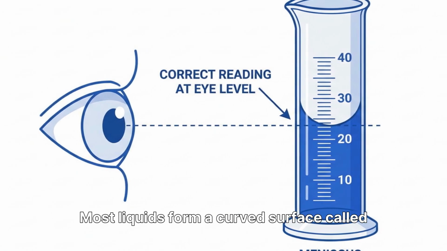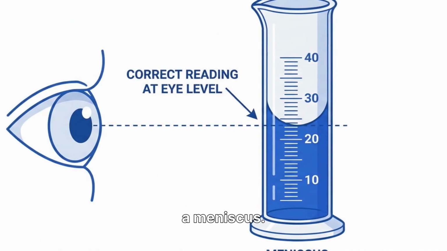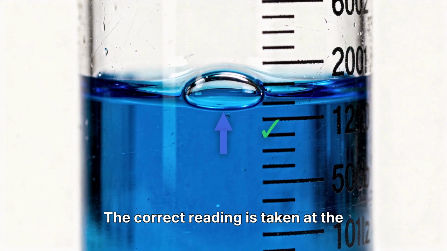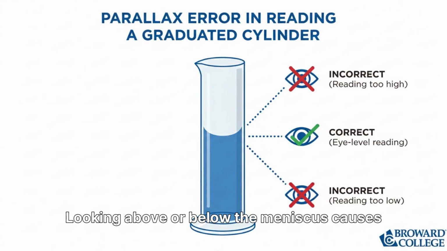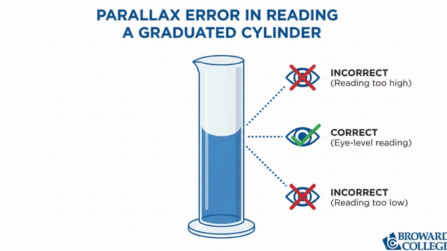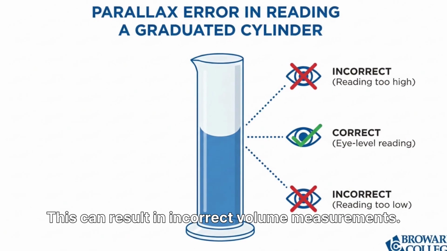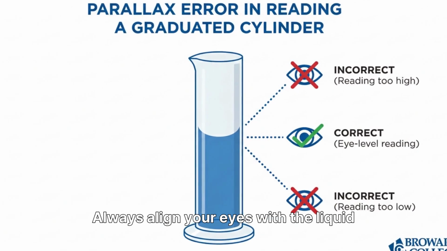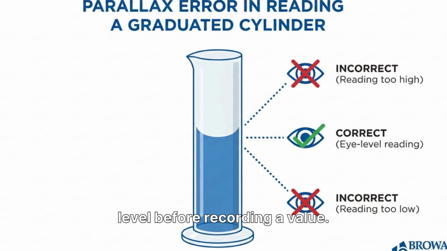Most liquids form a curved surface called a meniscus. The correct reading is taken at the lowest point of the meniscus. Looking above or below the meniscus causes parallax error. This can result in incorrect volume measurements. Always align your eyes with the liquid level before recording a value.